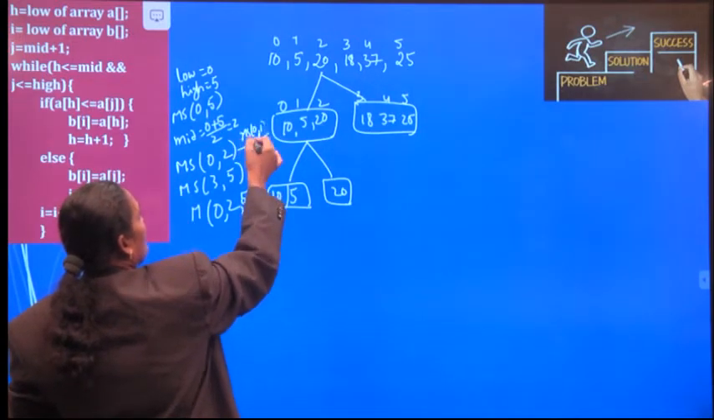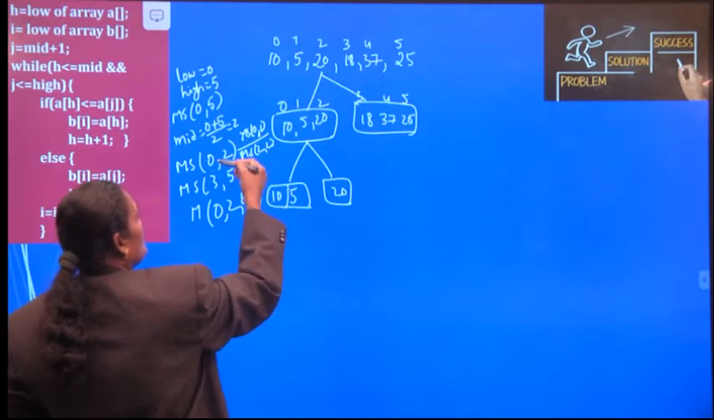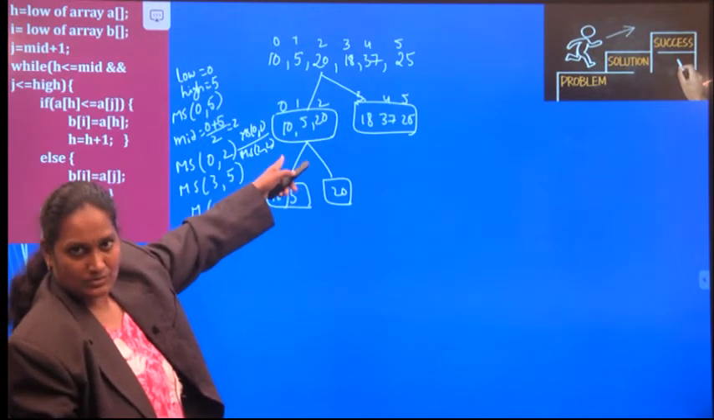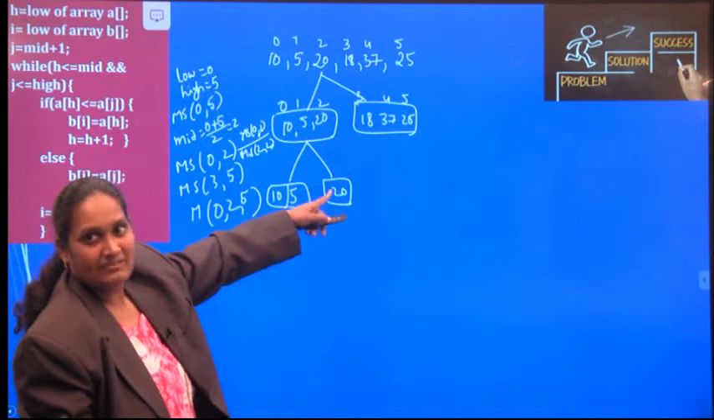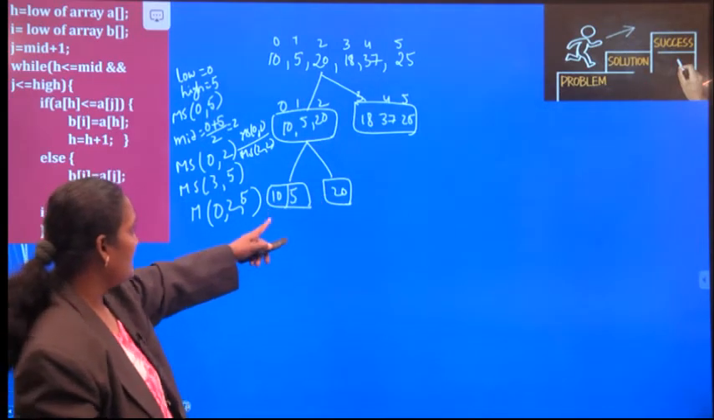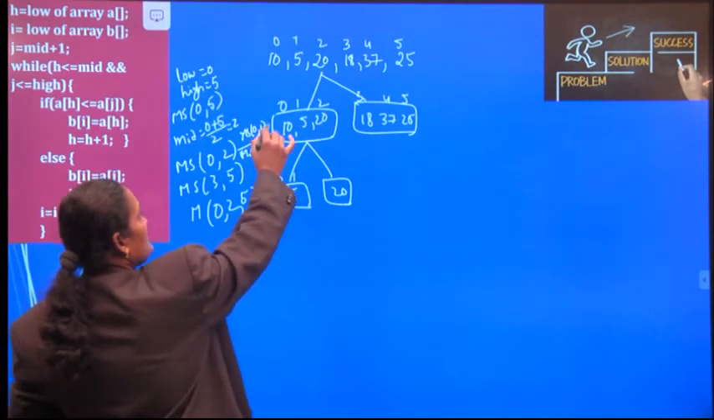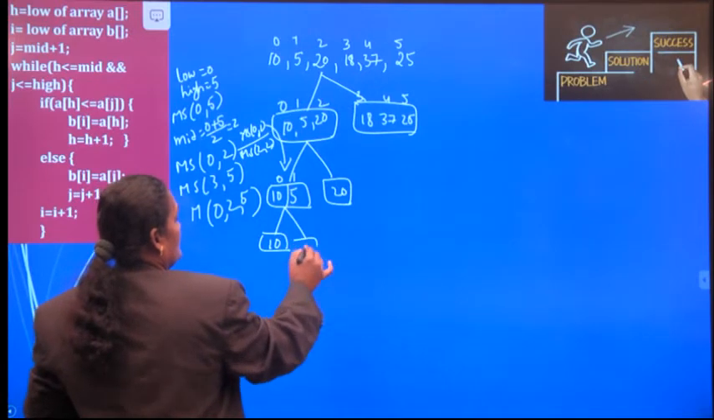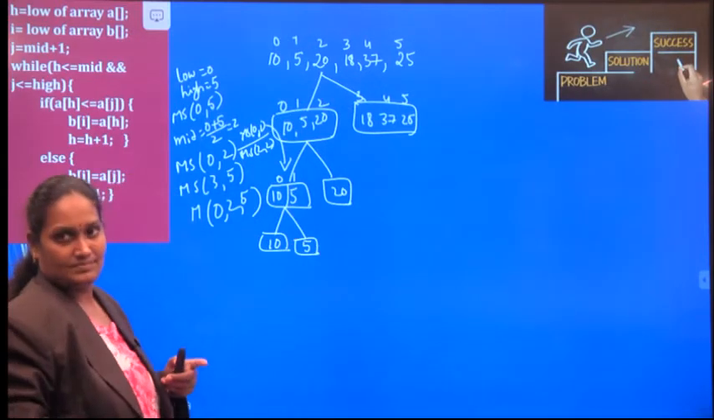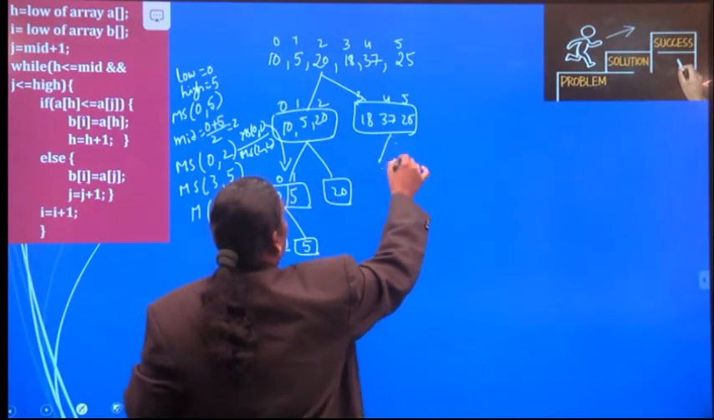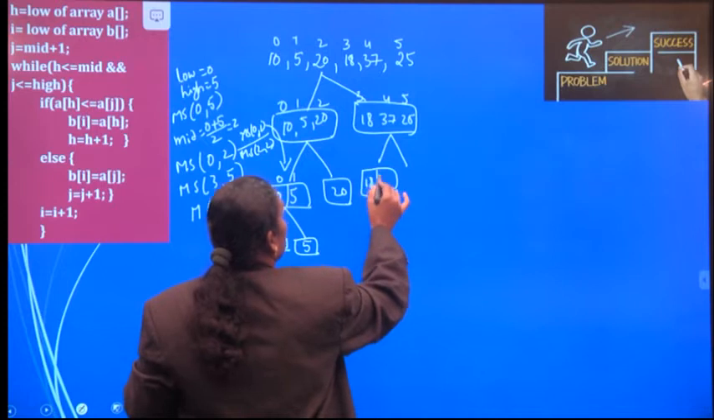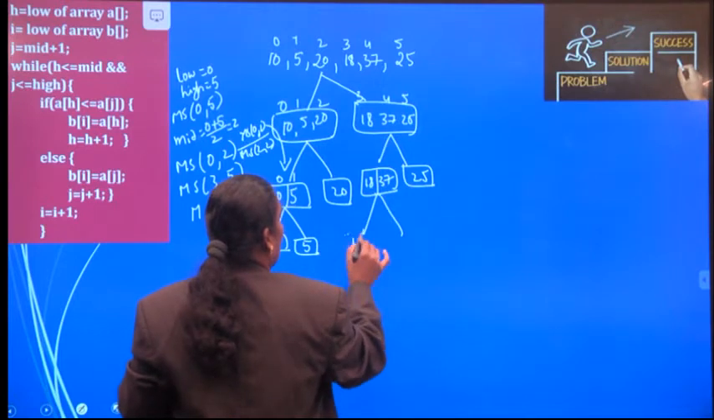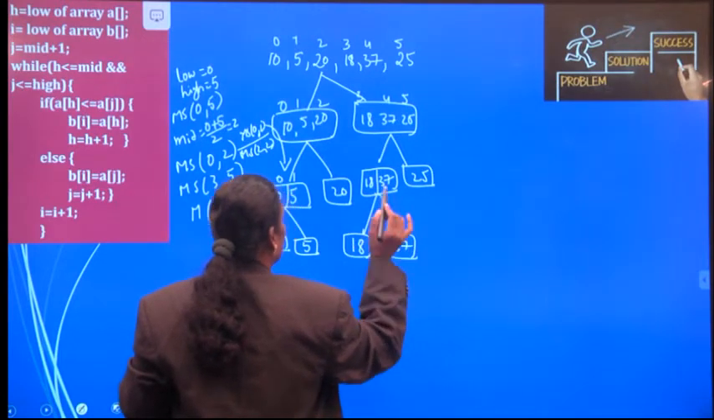Merge sort of 0, 1, merge sort of 2, 2. Merge sort of 2, 2 means low value is equal to high value, that is, only one element is there in the array, which is already sorted. But here 2 elements are there. Since this merge sort should be called here, we are again dividing 0, 5 into 2 parts. In the same way we are calling this one, so it is divided into 18, 37 and 25. This is divided into 18, 37.